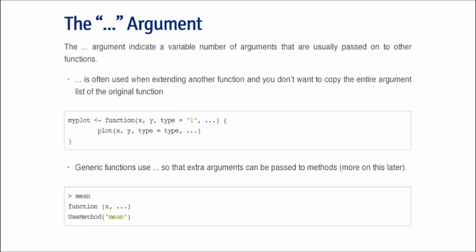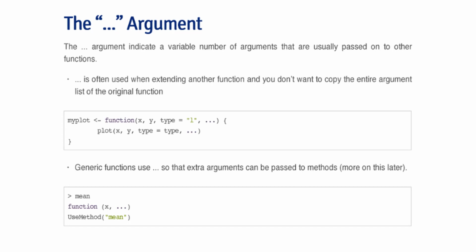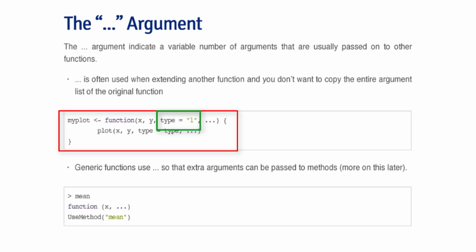There's a special argument in R functions, which is the ... argument, and it is used to indicate a variable number of arguments that can sometimes be passed on to other functions. The 3 dots are often used when extending another function and you don't want to copy the entire argument list of the original function. For example, you might want to extend the plot function just to have a little bit of a tweak or to change some of the defaults. So you might create a function called myPlot, which will replicate some of the arguments of the original plot function like x and y, but change the default type argument so that instead of creating circles for points, it creates lines.